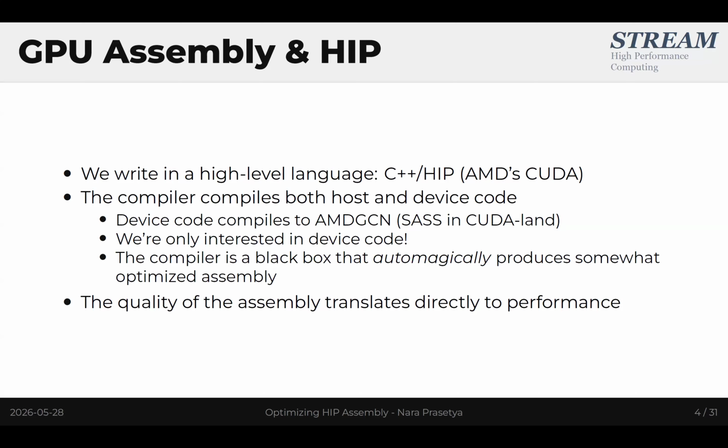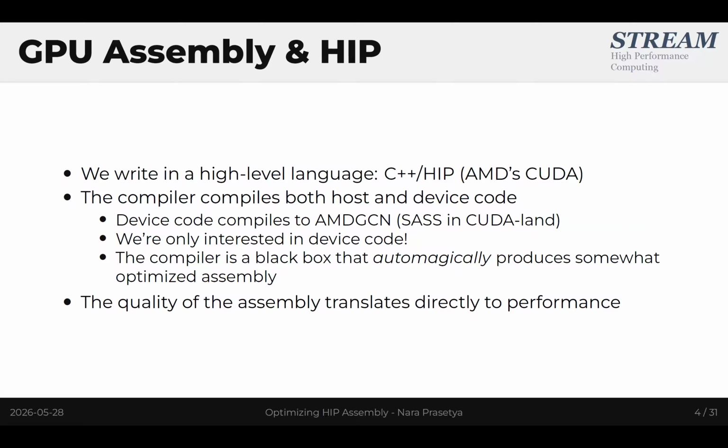So usually when we write code, we write in a high level language. This can be C++, HIP, CUDA, Haskell, whatever. And so the compiler takes this code, both usually host code and device code, and we compile it down into some assembly. So for AMD GPUs, this is AMDGCN. And for CUDA, you usually compile it to PTX, and that gets compiled down to actual SASS, which then runs on the GPU. So for most GPUs, it's the same, but here we're mostly interested in the actual device code.